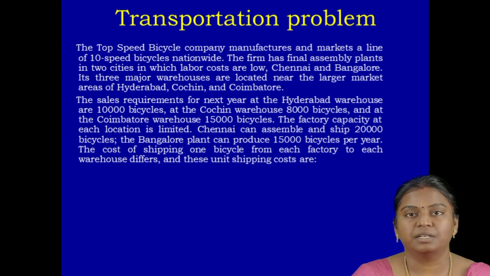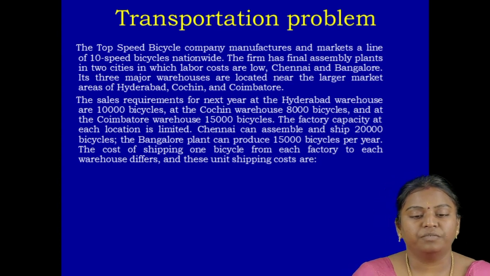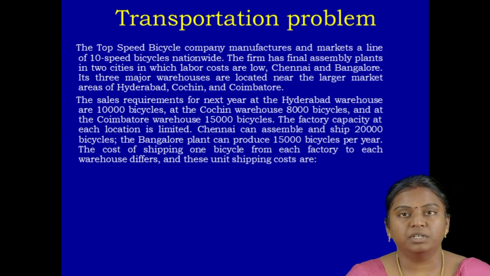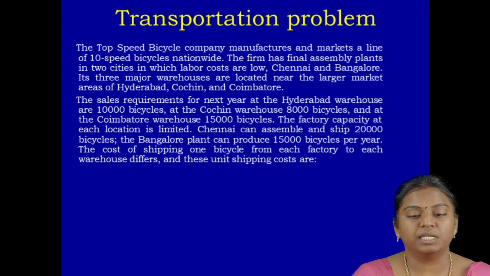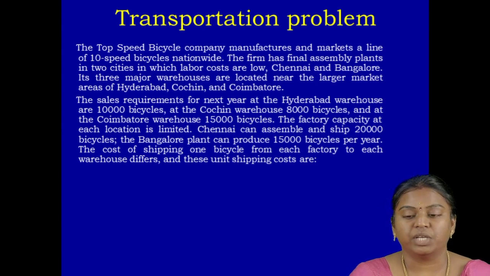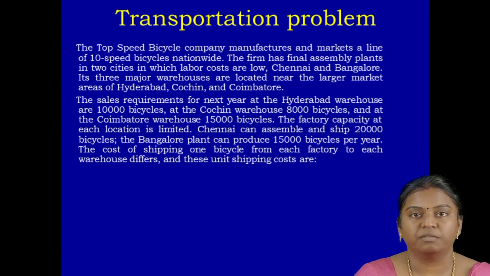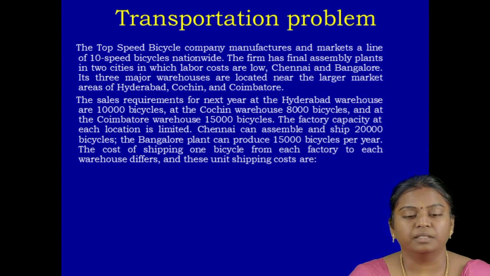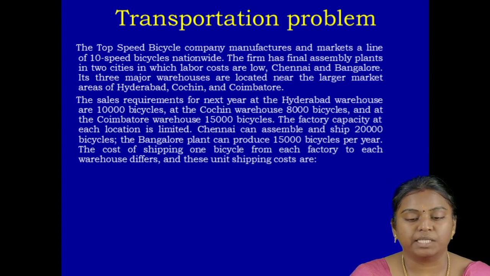First, we shall check what is a transportation problem. For example, I have considered a problem which is a problem of transportation. The Top Speed Bicycle Company manufactures a line of 10 speed bicycle nationwide. The firm has final assembly plants in 2 cities in which labor costs are low, Chennai and Bangalore. Its 3 major warehouses are located near the larger market areas of Hyderabad, Cochin and Coimbatore. Here the sales requirements for the next year at Hyderabad warehouse is given as 10,000 bicycles. At Cochin they need 8,000 bicycles, and at Coimbatore warehouse they need 15,000 bicycles.